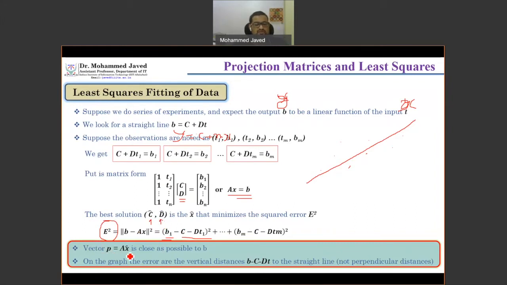So vector p equal to A x cap is close to b. On the graph, the errors are the vertical distances b minus c minus dt to the straight line, not the perpendicular. So that means these are not perpendicular distances; we are interested in the vertical distance, which is parallel to the y-axis. That's what we are interested in.